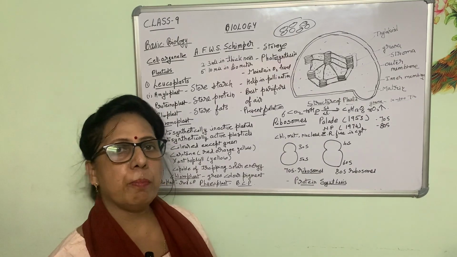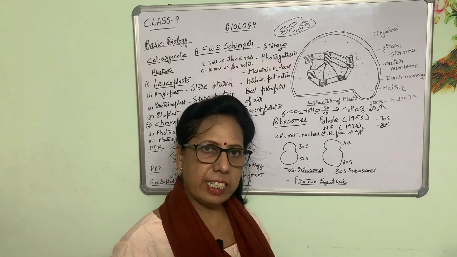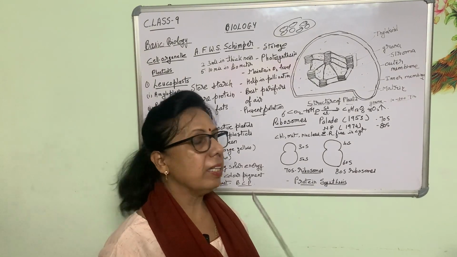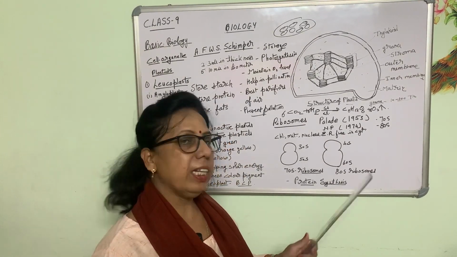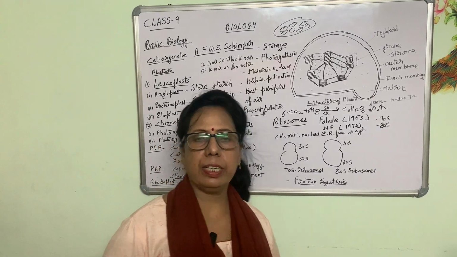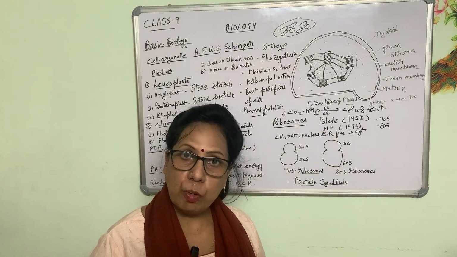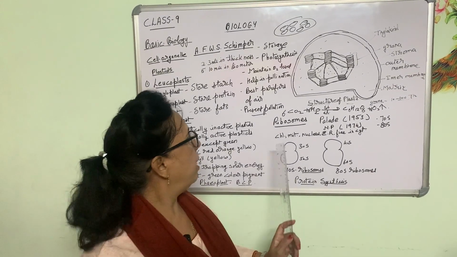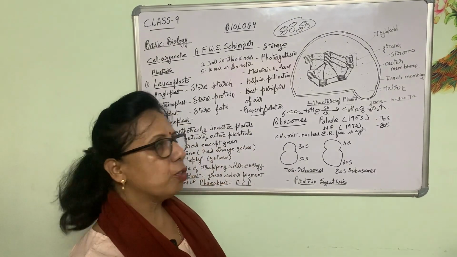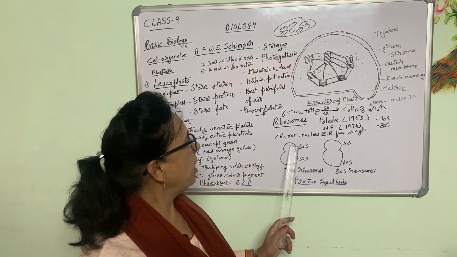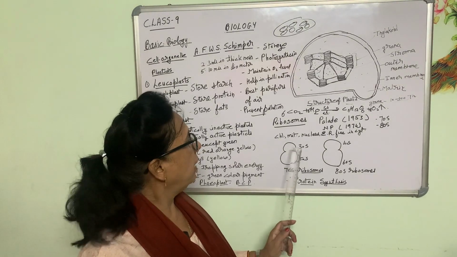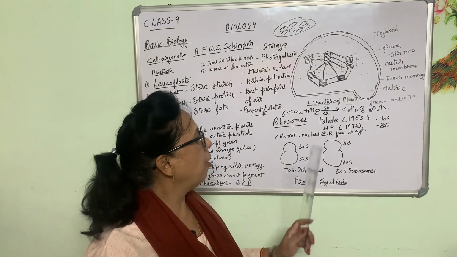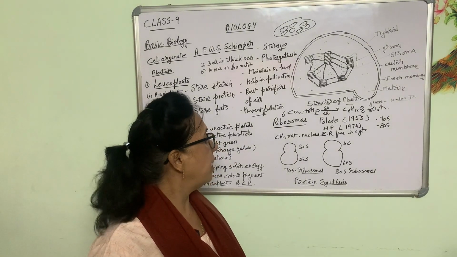Now the next we have ribosome. Ribosome was discovered by the scientist Palade in 1953. For that he got the Nobel Prize in 1974. The main function of ribosomes is synthesis of protein. They are of two types, 70S ribosomes and 80S ribosomes. Each ribosome is made up of two subunits. 70S ribosomes are made up of 30S and 50S subunits. 80S ribosomes are made up of 40S and 60S subunits.